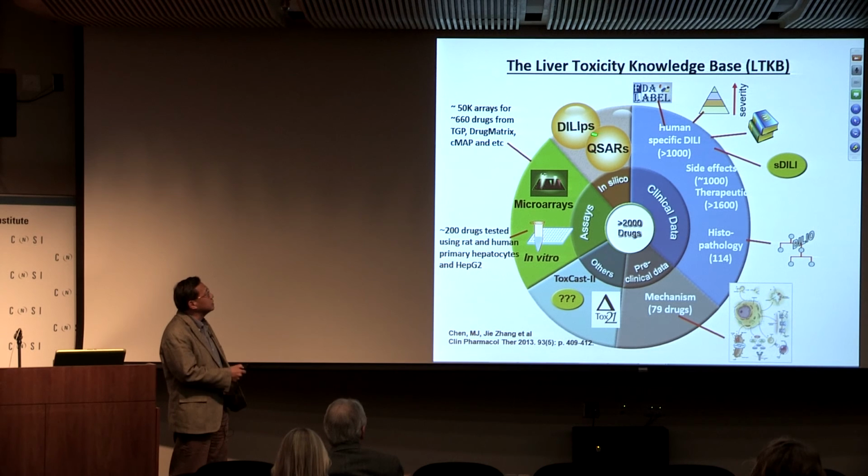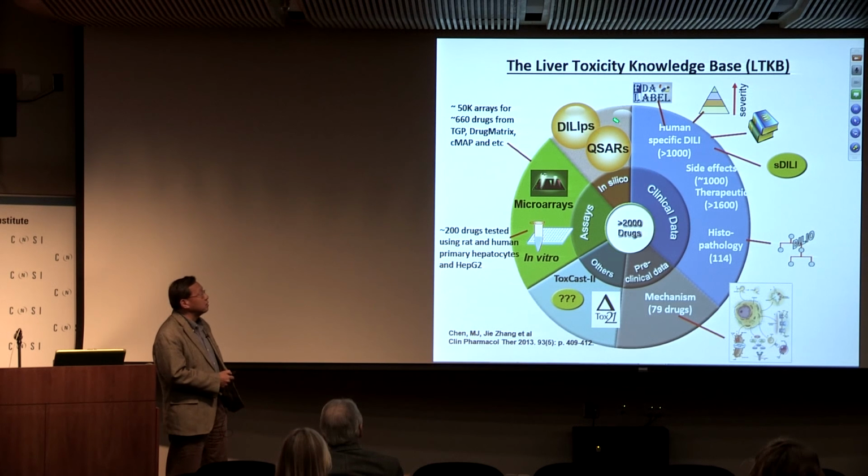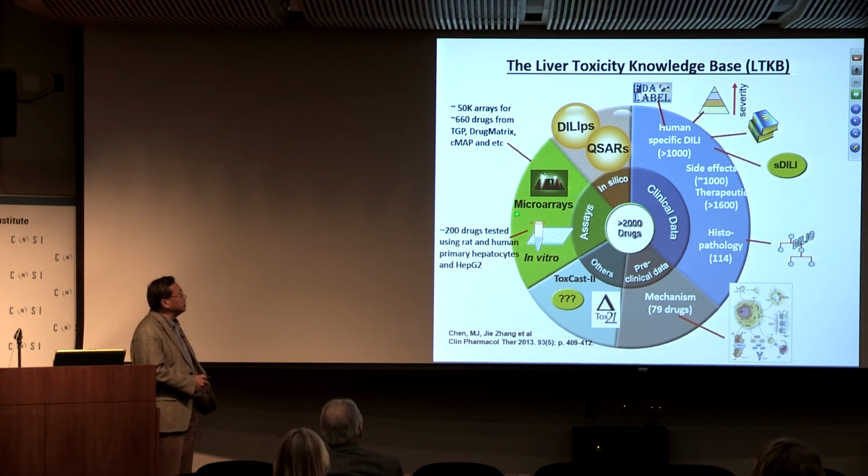Recently we have developed another component called RO2, the rule of two: a high dose, higher than 100 milligrams per day, plus high lipophilicity. If a drug meets these two criteria, it usually causes severe DILI. We have microarray data, about 50,000 arrays for 660 drugs from TGP, the Japanese Toxicogenomics Project, and DrugMatrix.